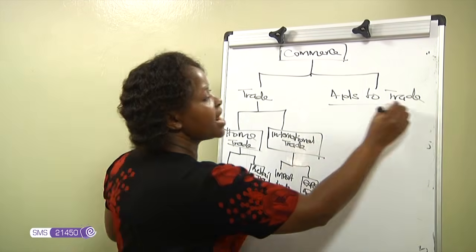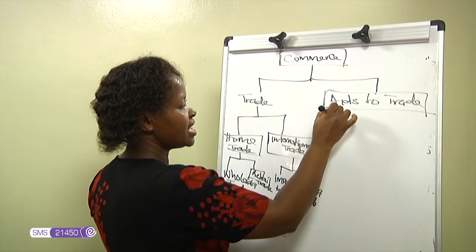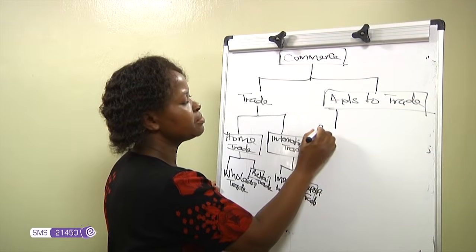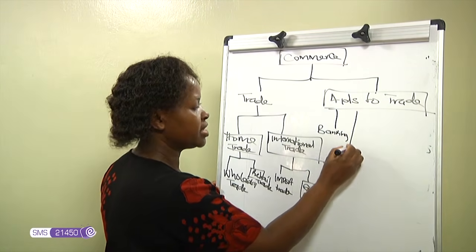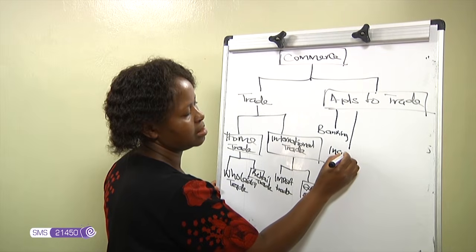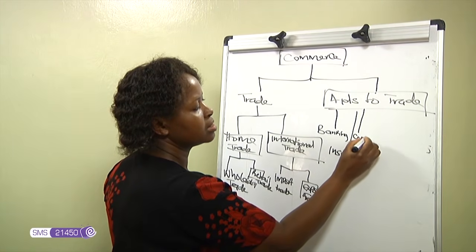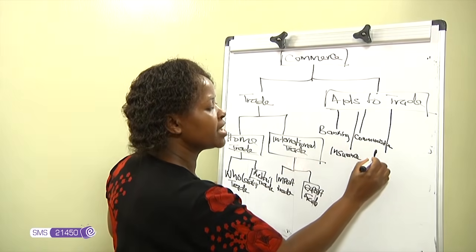Then, in regard to the aids to trade, we have said we have 6 aids to trade. One of the 6 aids to trade is banking, insurance, communication. We also have warehousing.